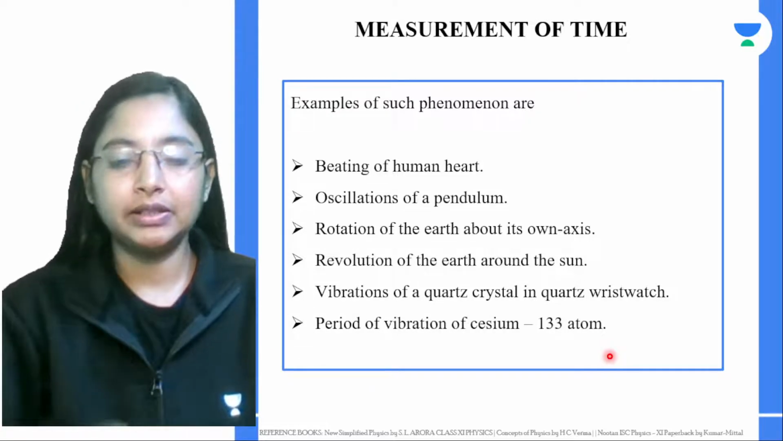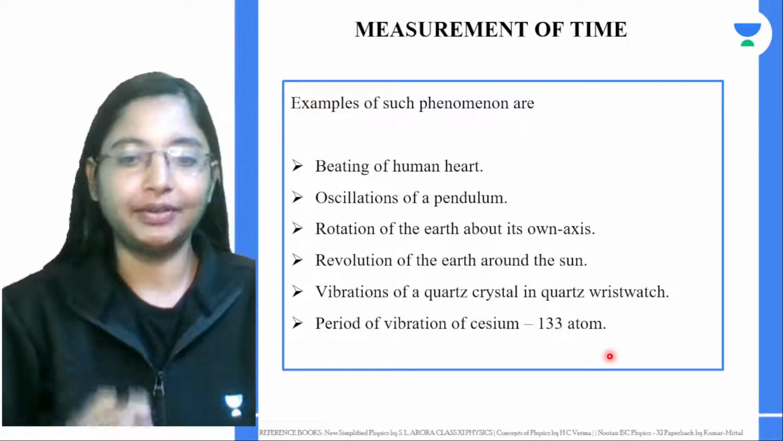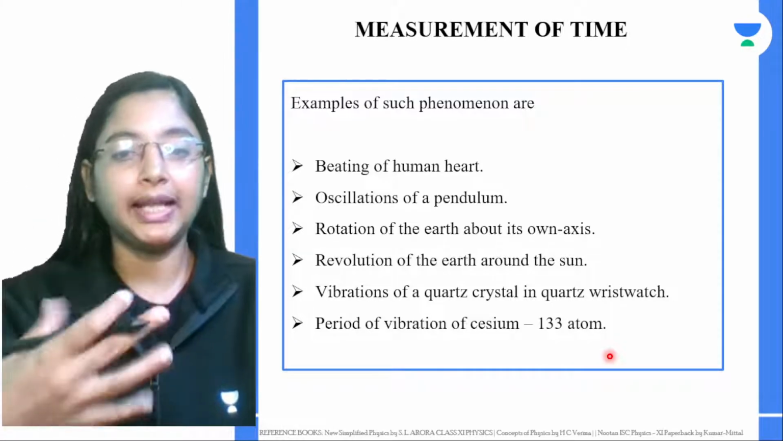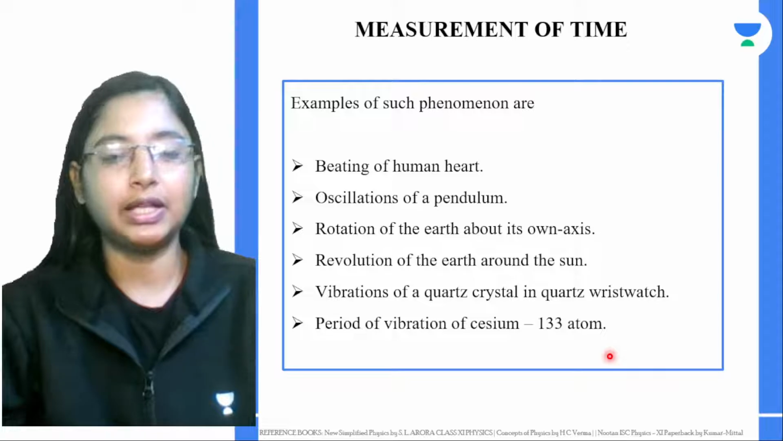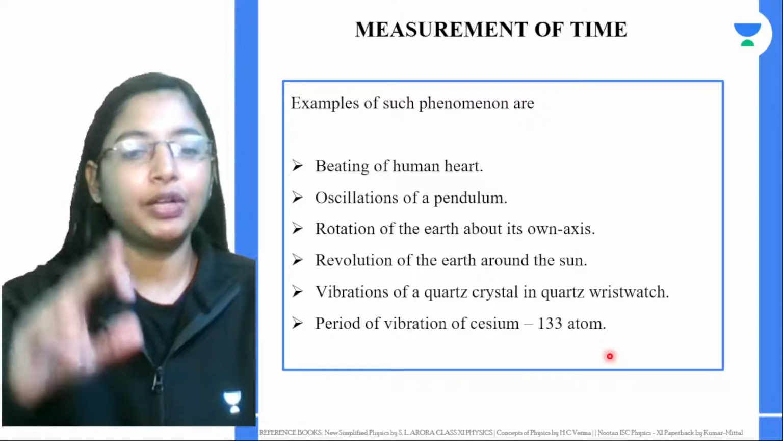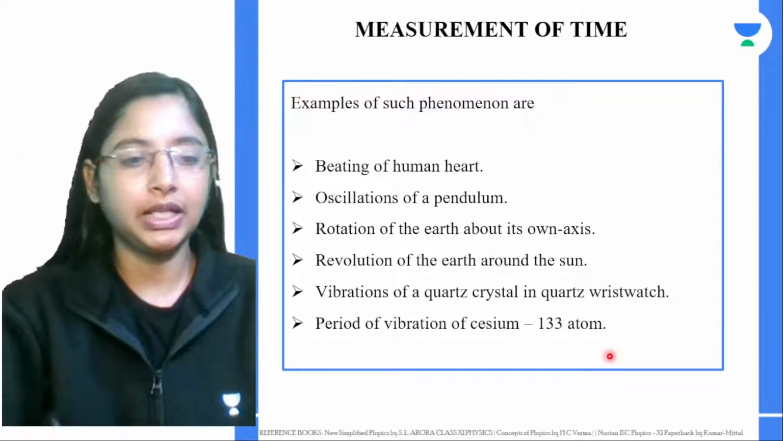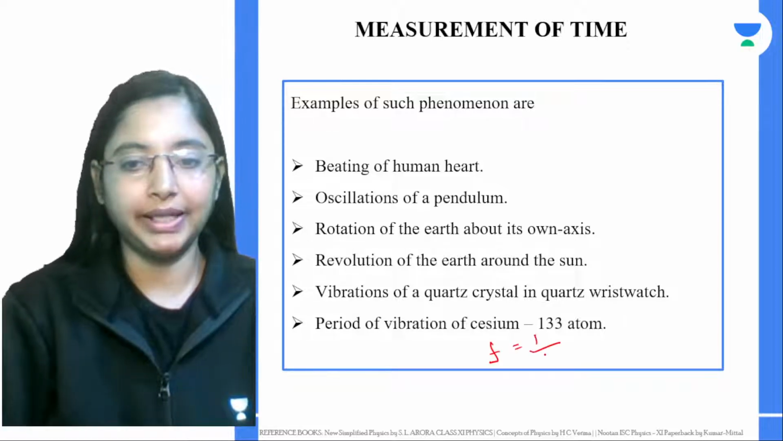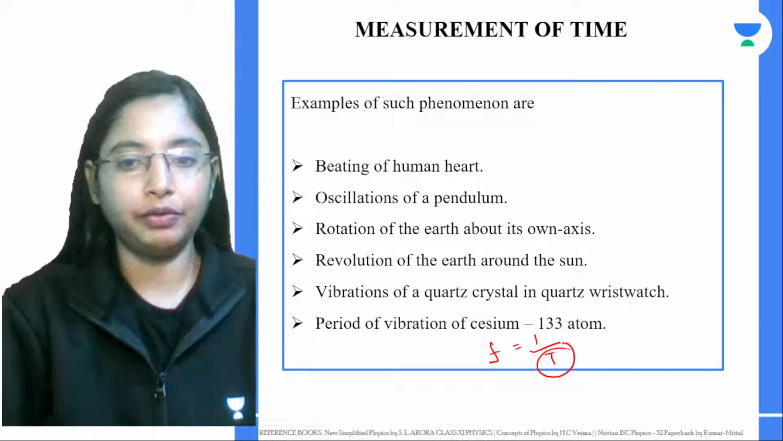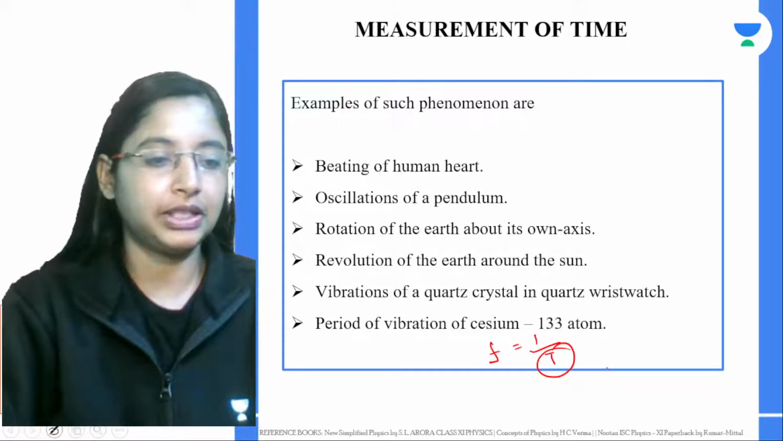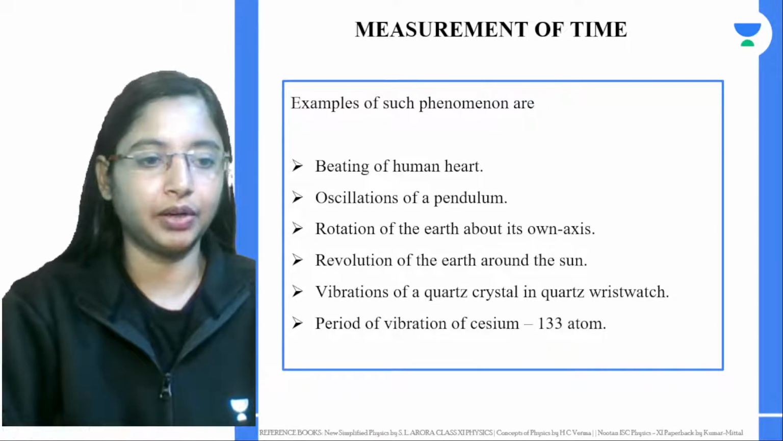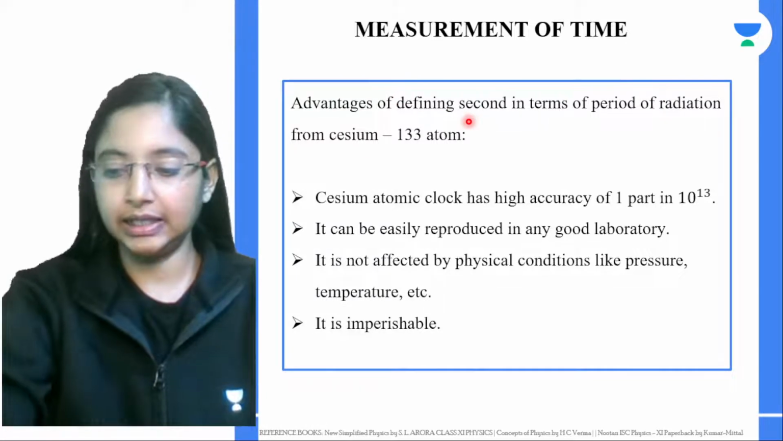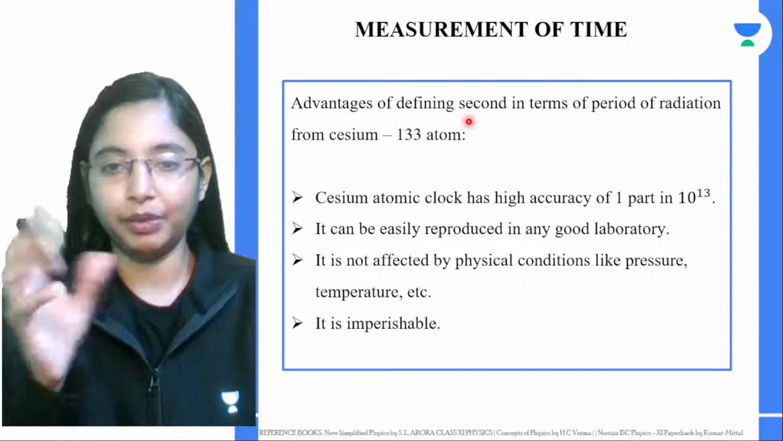Why cesium-133 atom? It's to do with its energy level. Energy level concepts you will learn in your grade 12. When you get there, you will understand how energy levels are connected to frequency, and we know frequency is nothing but 1 by time period. So from there, how we get the time period, you will understand more about these energy levels only in your grade 12.